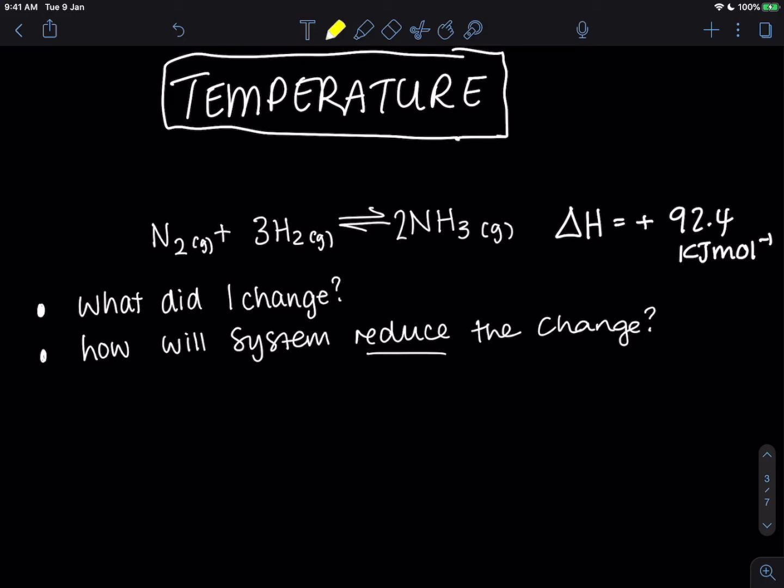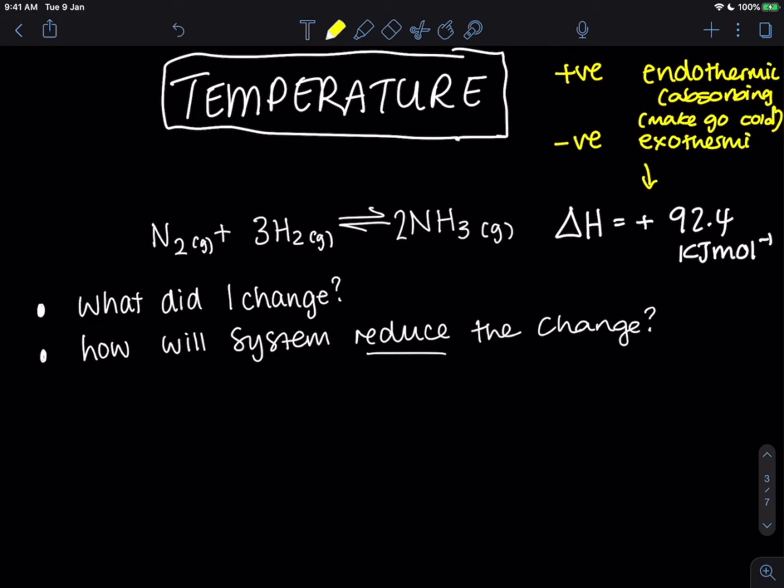So temperature is the trickier one, and it's difficult because you also have to remember what these signs mean from last year. So remember that a positive enthalpy means that it is endothermic. That means that it is absorbing heat, so it will go colder. Make go cold. If there is a negative enthalpy, it is exothermic because the system is releasing energy, so the energy of the system decreases. Make go hot. So these temperature things are important. The endothermic reaction will make it go cold, and the exothermic reaction will make it go hot. So exo-plosion, giving out heat.